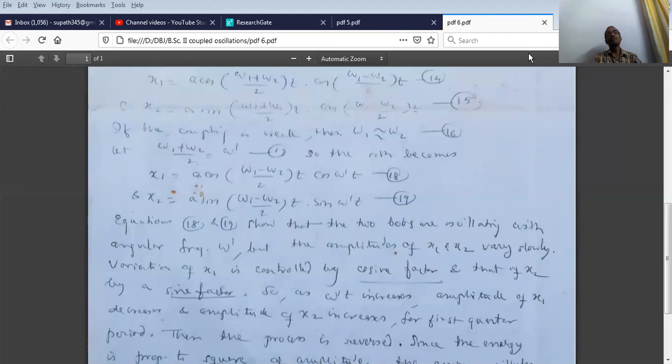of our lecture. x1 equal to a cos (omega 1 plus omega 2 divided by 2) t multiplied by cos (omega 1 minus omega 2 divided by 2) multiplied by t. Equation number 14. This is we are giving the number for the calculation of the energy.